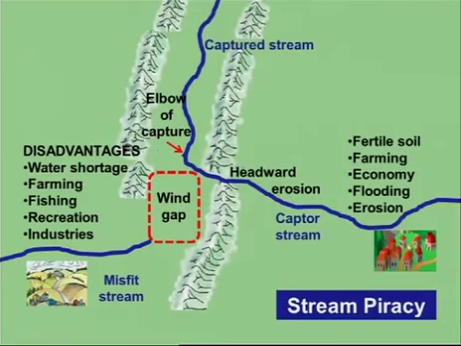But on this side, if you've got another settlement here, what's going to happen immediately is it's going to have more water available. But remember, it can have flooding. But there'll be lots of fertile soil, farming activities will increase, the economy will boom, and of course the other problem that it can have is erosion as well. So this town here will be much better off than that one after stream piracy has taken place.